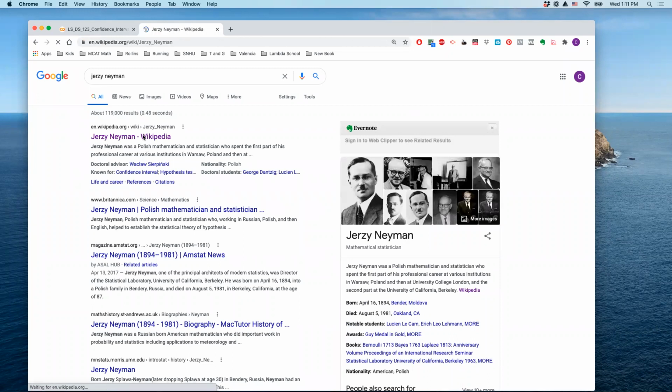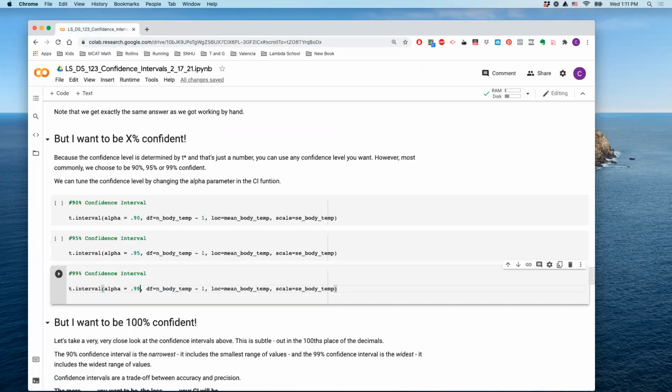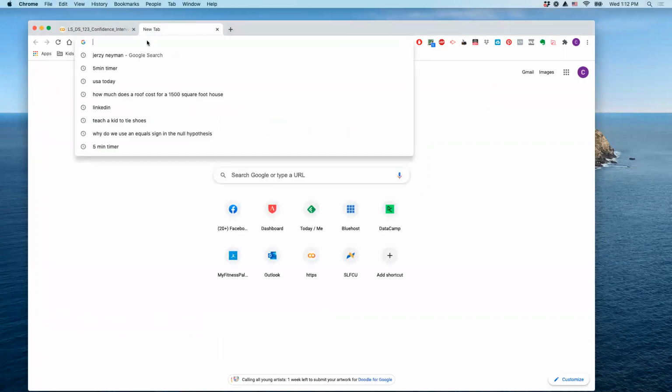I'm not totally sure, but he is a guy who is very much involved. He was working with R.A. Fisher and another guy named Egon Pearson. Egon, just like from Ghostbusters, who also had a famous statistician father named Karl Pearson, who I should put in there real quick too. So that's Jerzy Neyman. He was really, again, involved in confidence intervals.